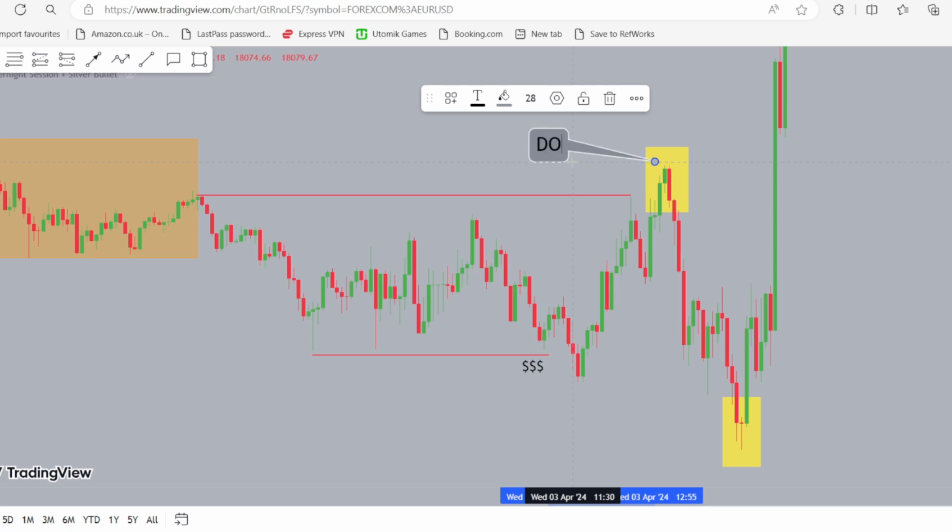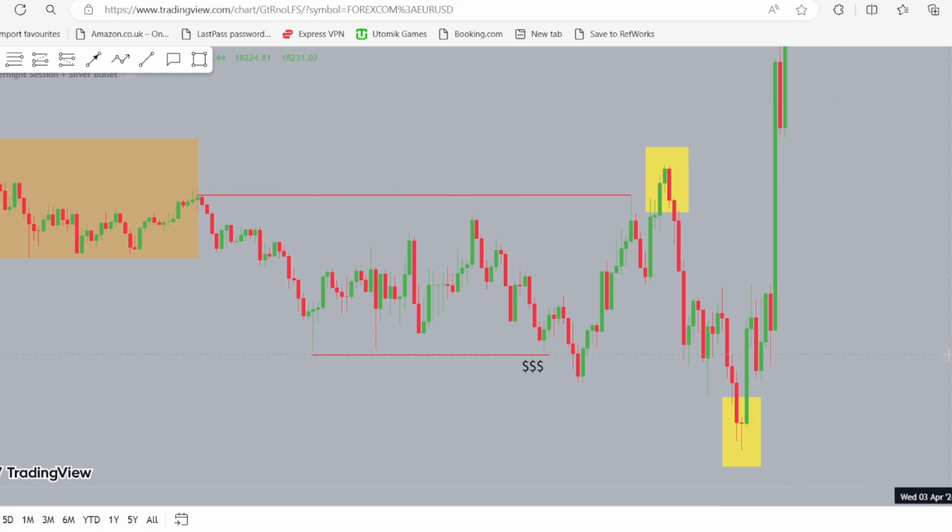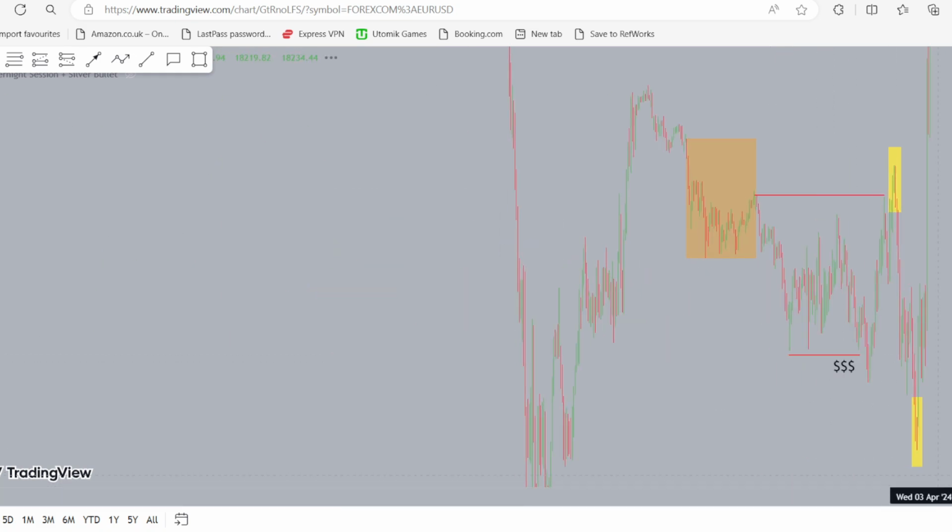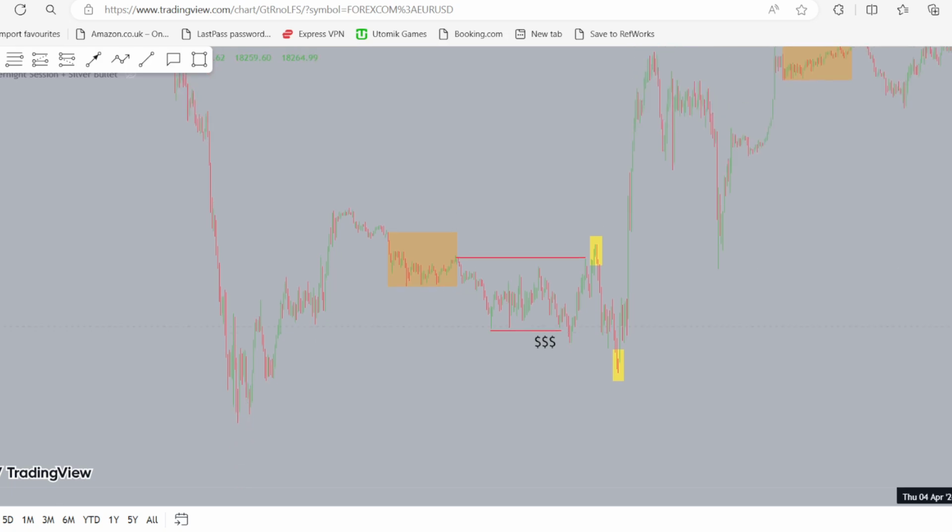So what you want to be is, you don't want to be them. Don't be this at all. So now you understand from a timing perspective, what we're looking for is a displacement or a market shift in this region.